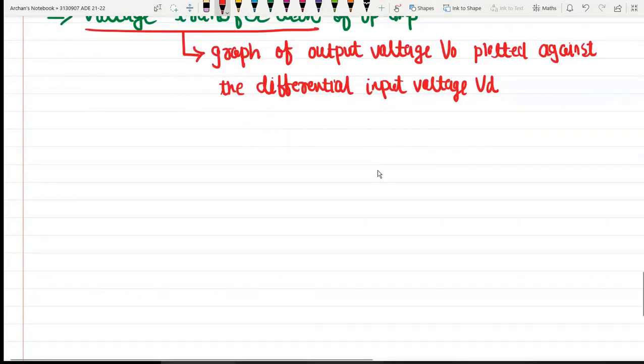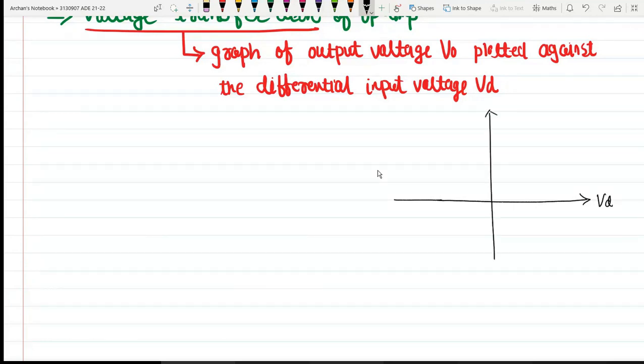Okay, so let us try to understand this. Graphically, we are plotting the value of difference voltage VD against the output voltage V0. So this is my plus VD, negative VD, and output voltage in this particular case, right? So now consider the ideal voltage transfer curve first. I'm considering the ideal op amp.